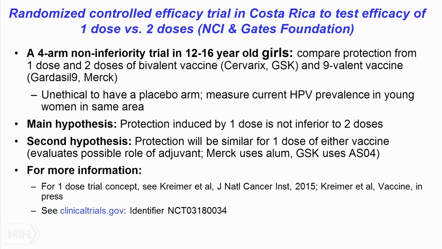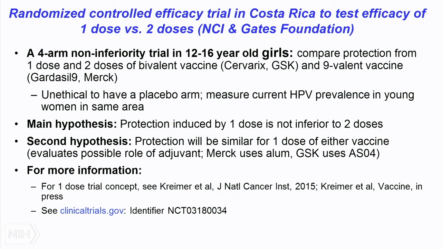This is not sufficient to change standard of care, but we think that these data are sufficiently encouraging to do a trial to see whether a single dose might be effective in preventing HPV infection. And so what we're doing in Costa Rica, and we started the trial actually in November, is a four-arm non-inferiority trial in 12 to 16-year-old girls, comparing protection from one and two doses of the bivalent vaccine, the GSK vaccine, and the nine-valent vaccine, Gardasil 9.